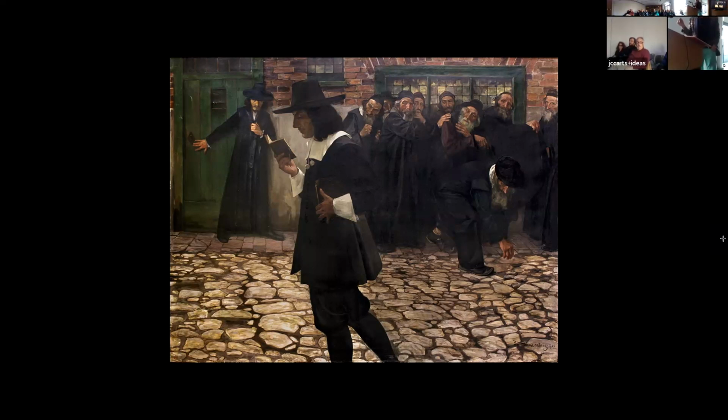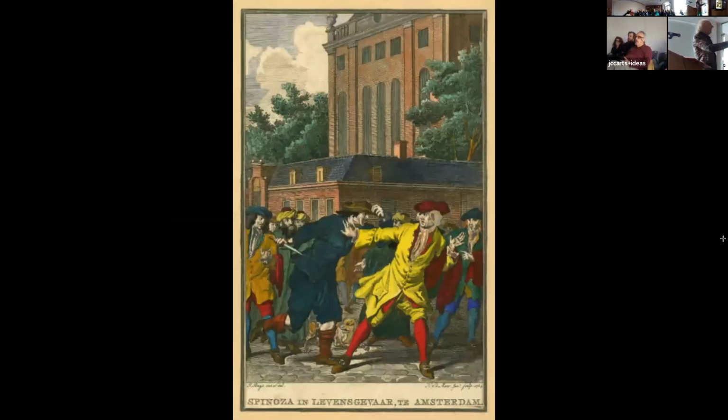This very morning, by accident, I got a mail from a Jerusalemite auction house. They sent me a catalog of the new auction, where I found this etching from the 18th century of Spinoza being attacked in Amsterdam. This is an attack on his life. And I thought to myself, well, I'm going to show Spinoza in the streets. This is from the 18th century, by the way. And there was really an attack like that.